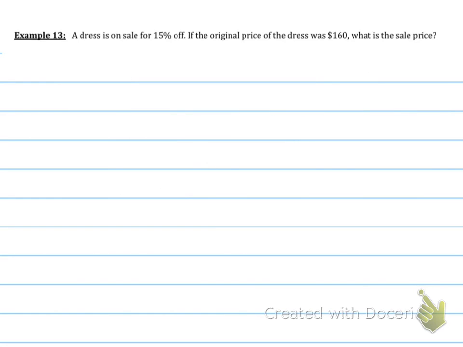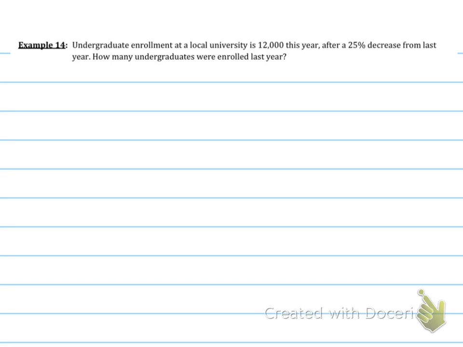Let's do one more. We're going to do 14. Which tells me that undergraduate enrollment at a local college or university is 12,000 this year after a 25% decrease from last year. Anybody know what university that is? Everybody wants to come here. And we want to know how many were enrolled last year.